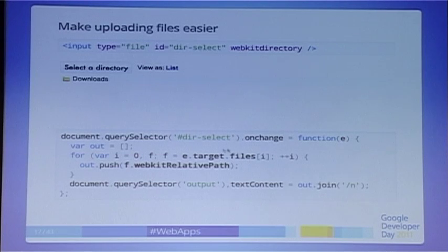Been there, done that. What you get back from the input element is a list of files, and then you can go through that and check the relative path and put it out into this thingy.